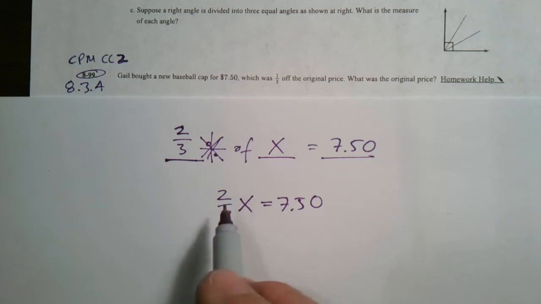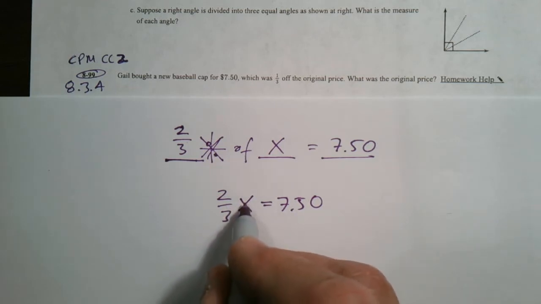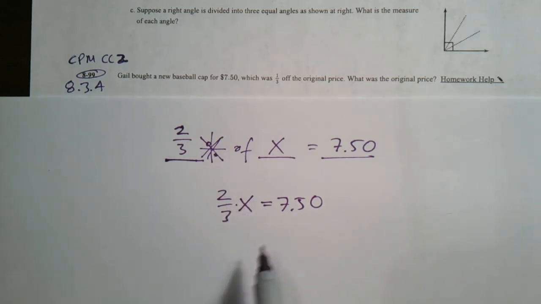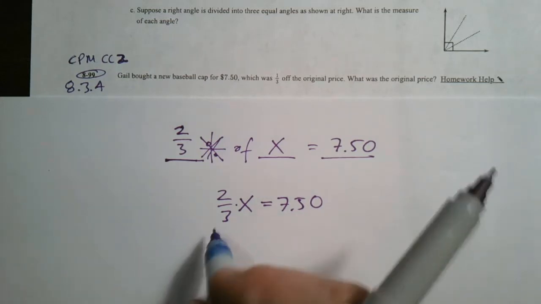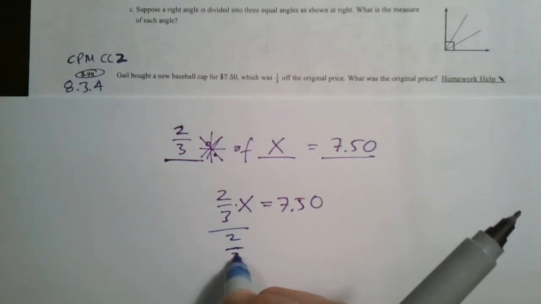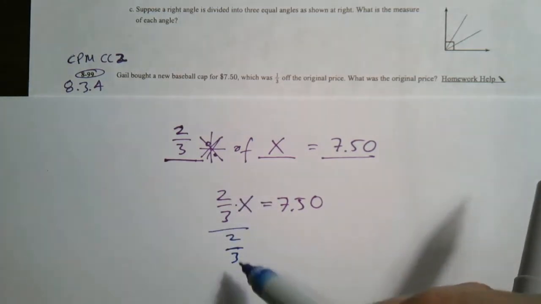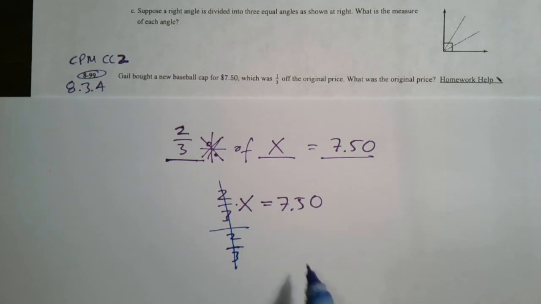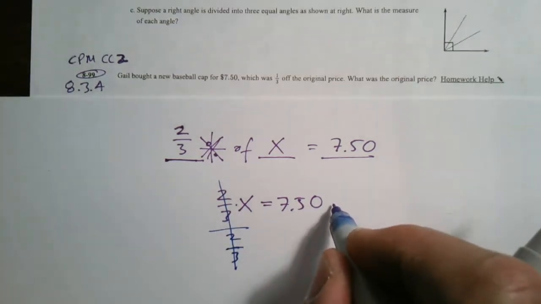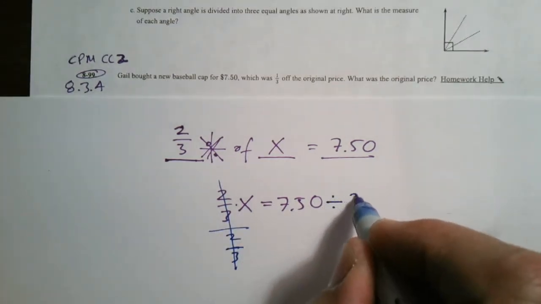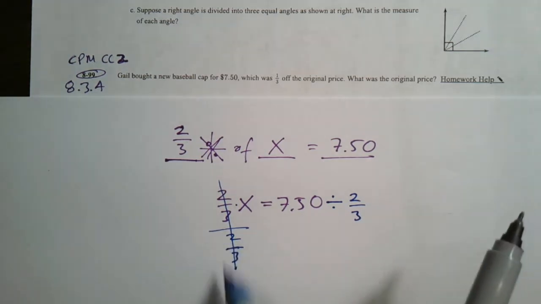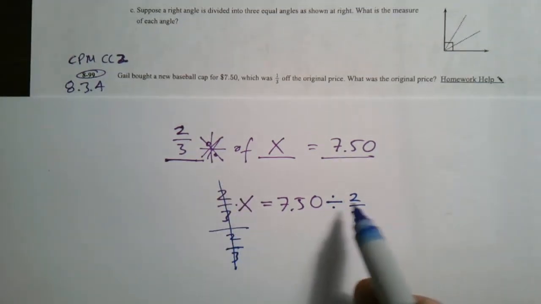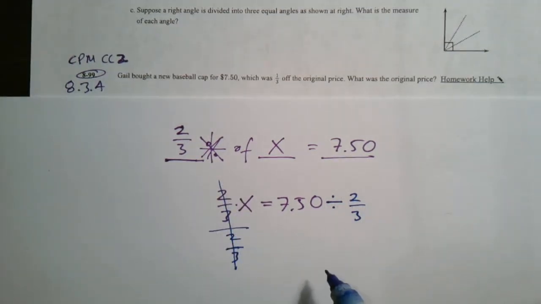So again, how do we do this? Remember, anytime you have a coefficient in front of an x and you're trying to solve for that x, you divide by the coefficient. If I divide 2/3 by 2/3, I get this giant 1. It all divides out. So I do the same thing over here. I'm going to divide by 2/3. Writing it as a fraction division or using the division symbol is the same thing.